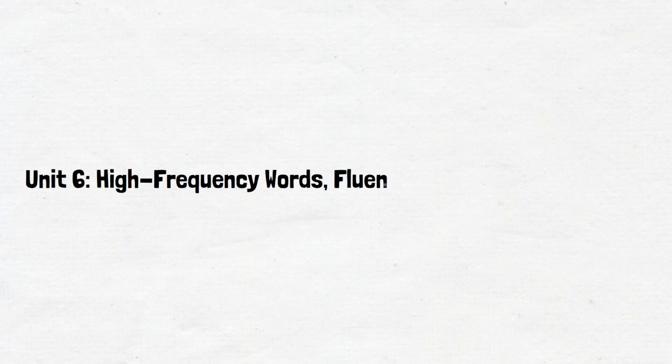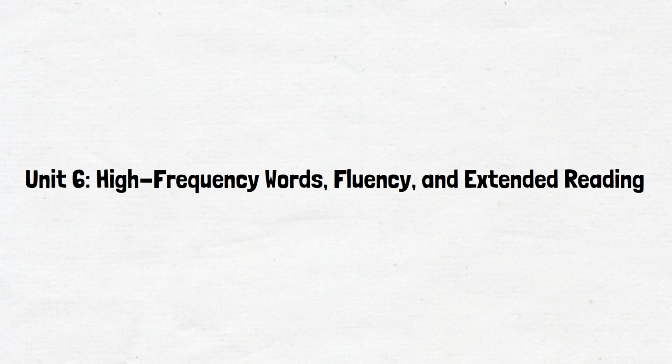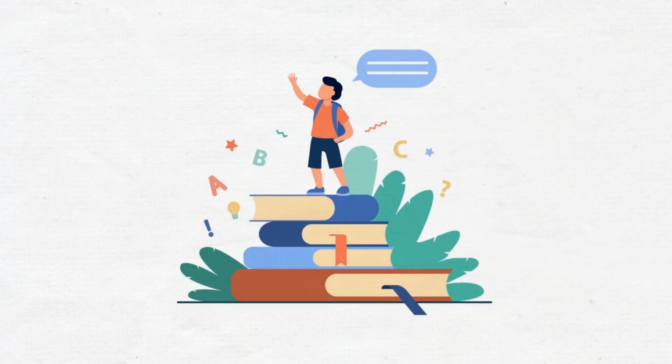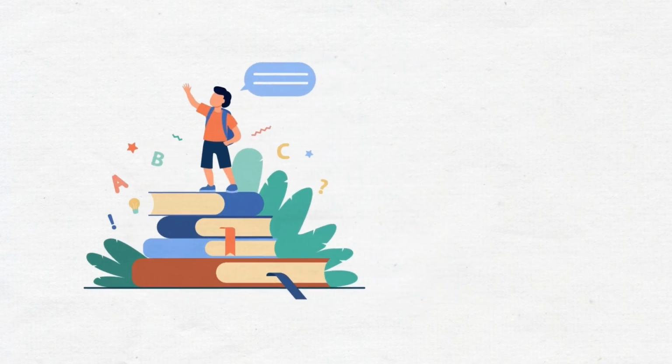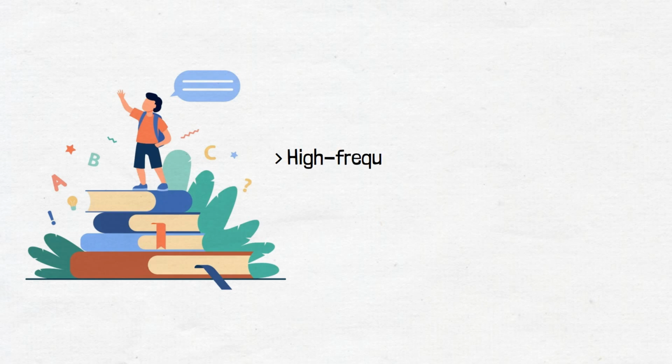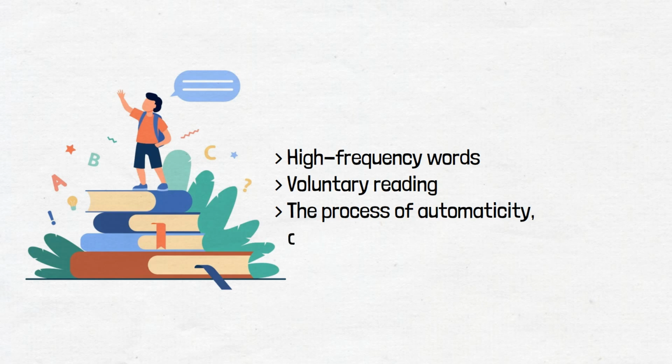Unit 6. High-frequency words, fluency, and extended reading. Fluency in reading is a cornerstone of literacy, enabling students to navigate texts effortlessly and with understanding. Central to this fluency are high-frequency words, voluntary reading, and the process of automaticity, often referred to as orthographic mapping.